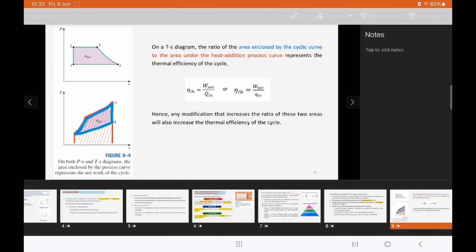On a TS diagram, when we sketch our cycle, the ratio of the area enclosed by the cyclic curve, as you can see, the blue area that I have here, to the area under the heat addition process curve represents the thermal efficiency, which is W net over Q in. So any modification that increases this ratio will also increase the thermal efficiency of the cycle.